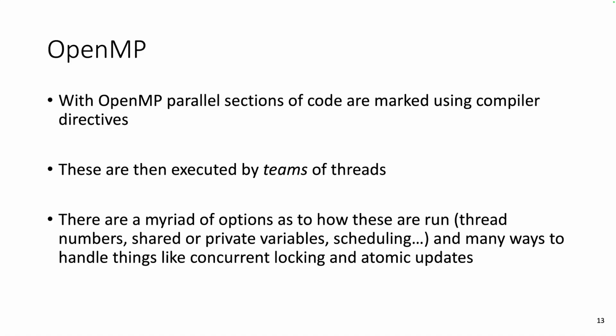OpenMP works by marking up sections of code. So we put compiler directives, pragma directives, in, which allow us to influence how the underlying compiler then makes the threading happen in terms of the platform-specific implementation. Then the sections are executed by what's called teams of threads. A team is formed of threads, and these then execute the work. How exactly they work, in terms of the numbers, how memory is shared between them, how things are protected, there are myriad options.